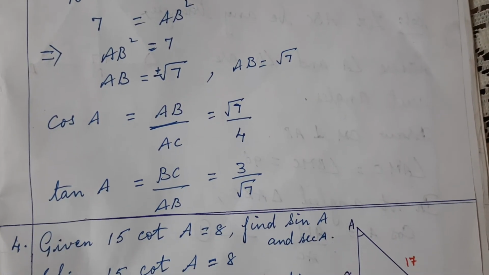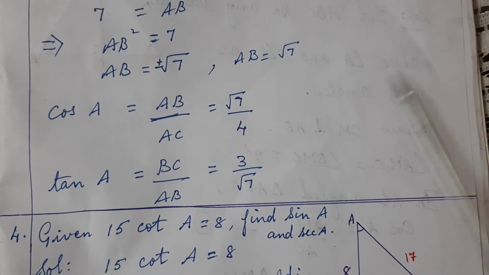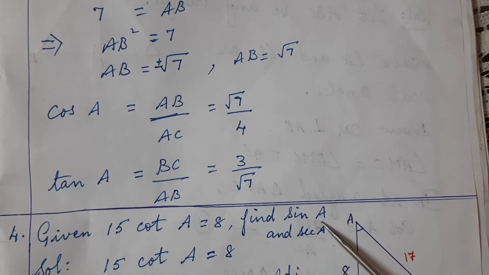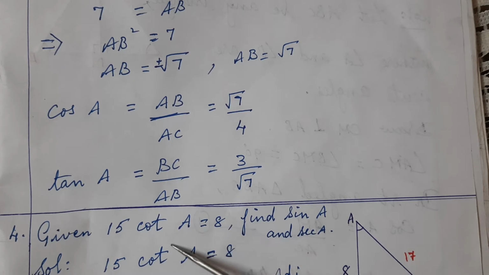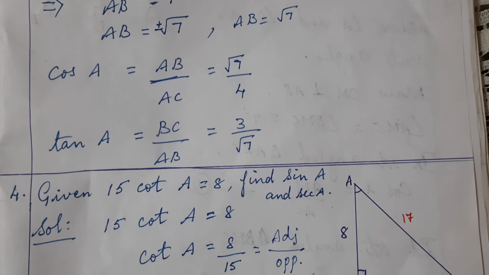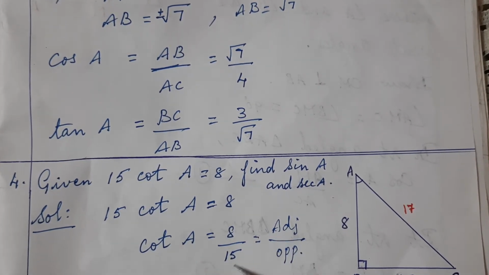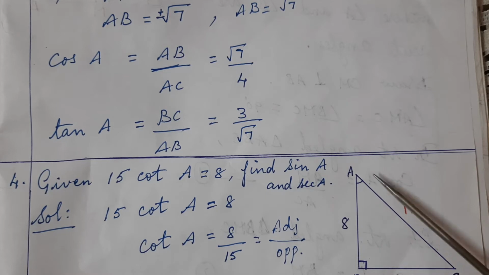The next question is, fourth one, given 15 cot A is equal to 8, find sin A and secant A. Same way, here first I have taken 15 cot A is equal to 8. So what is cot A? Cot A is nothing but 8 by 15. You know very well, cot is the reciprocal of tan. Tan is opposite by adjacent. So what will be cot? Adjacent by opposite.